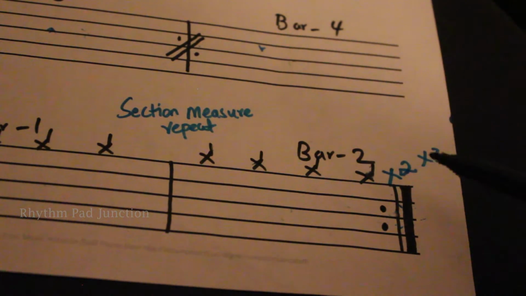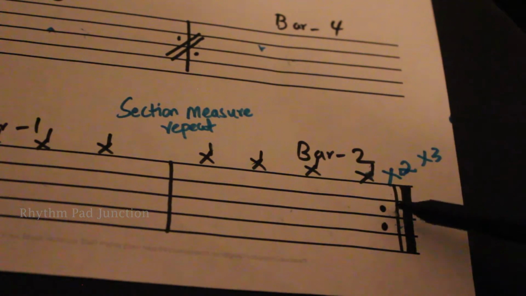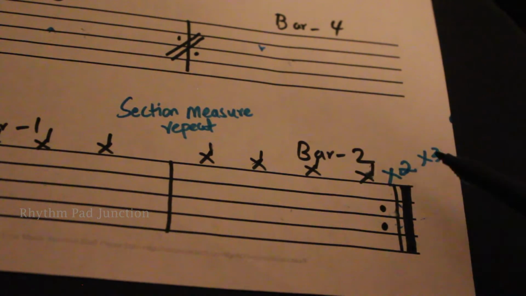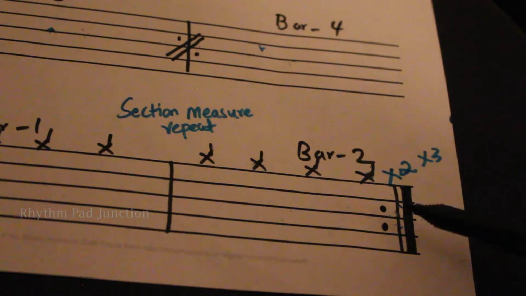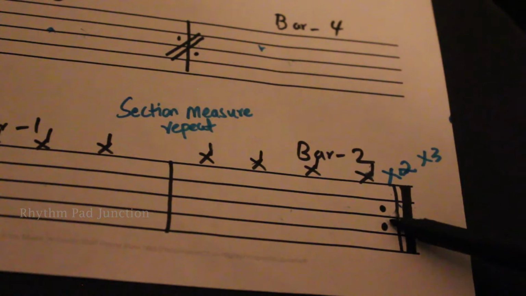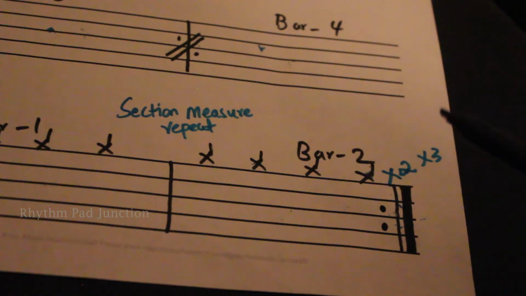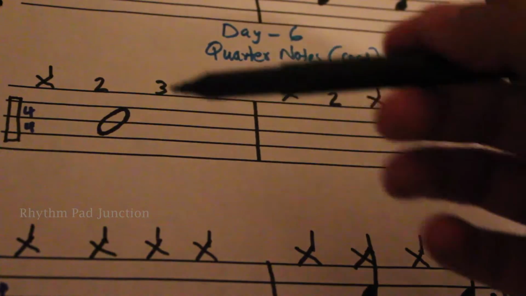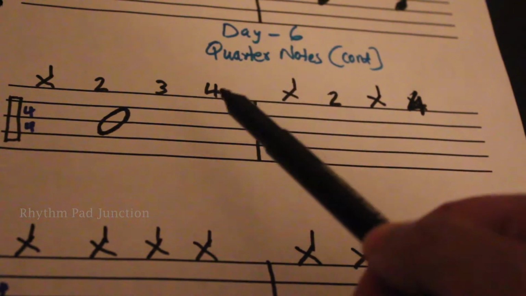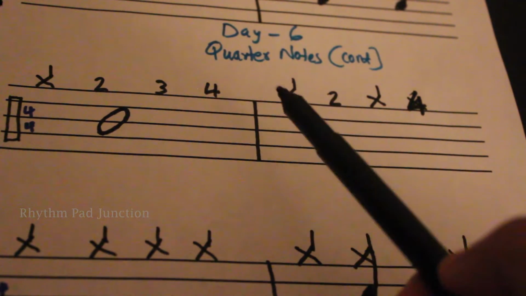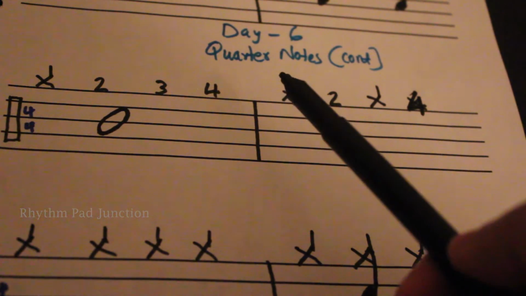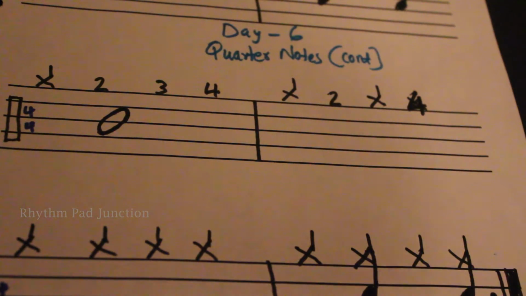Out of these three, we are going to use the section measure repeat a lot. You'll see this in the coming videos, because we are mostly playing 4 bar examples. So at the end of the 4th bar, we are going to start using this, which means we go back to bar 1 and repeat the entire section one more time. For today's exercise, we are just going to review what we have learned so far, basically from day 1.